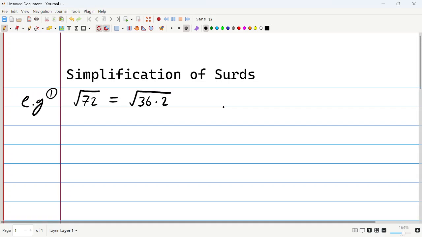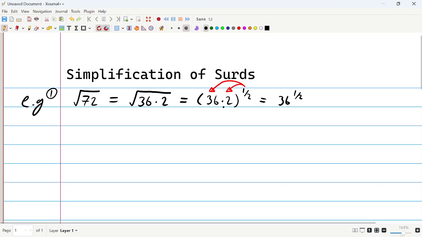So what you notice is, if we look at a surd, right, we know that the square root is just the same as saying this entire value, 36 multiplied by 2, is raised to the power of a half. So we can use the exponent laws that tell us that we can distribute the exponent within these values. And therefore what we are going to be left with is 36 raised to the power of a half multiplied by 2 to the power of a half.